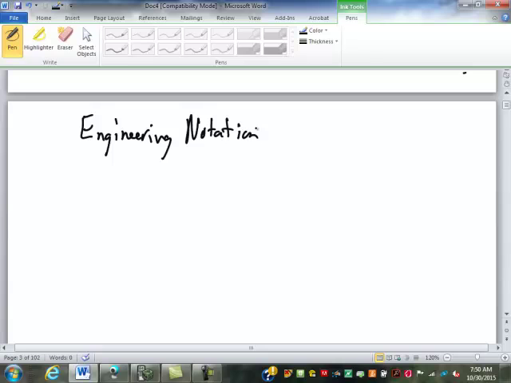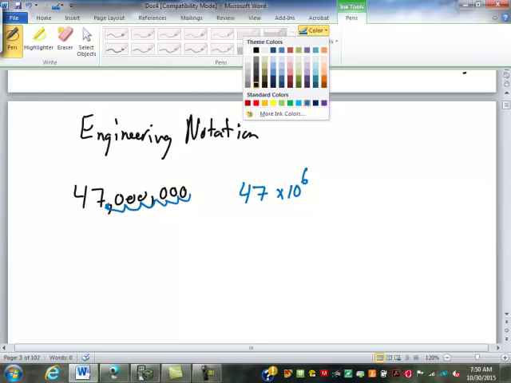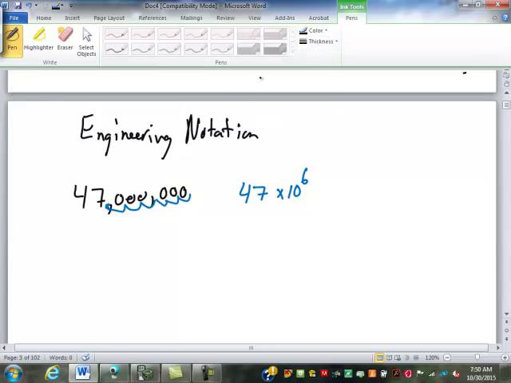So if I have 47 million and I'm going in engineering notation, I must move the decimal point 3 spots at a time. So I go 1, 2, 3. Can I go another 3? Yeah. 4, 5, 6. Can I go another 3? No. So that's just 47, and I moved it 6 spots, times 10 to the 6th. Not so bad. Not so bad, but why would you want to do that? We'll get to that. Give me a couple seconds.